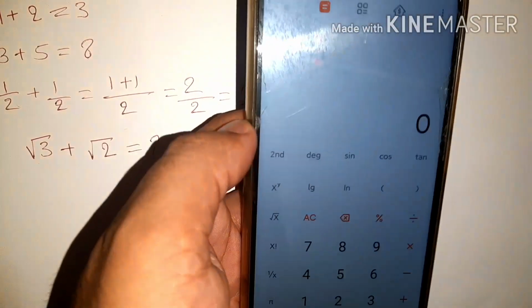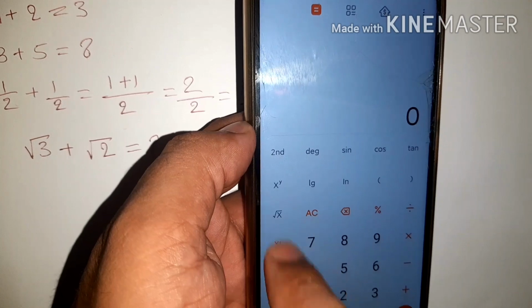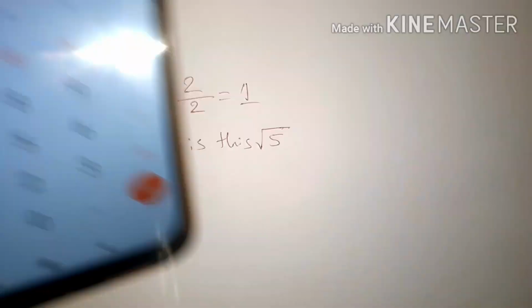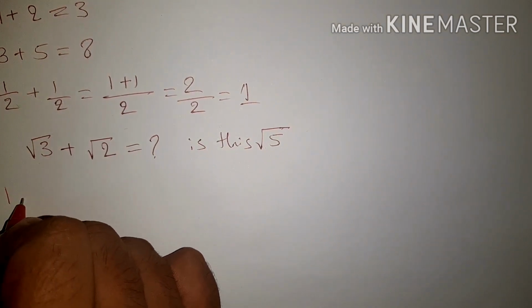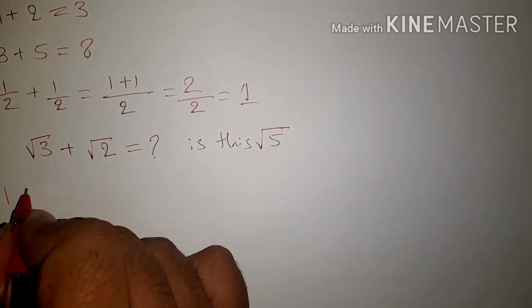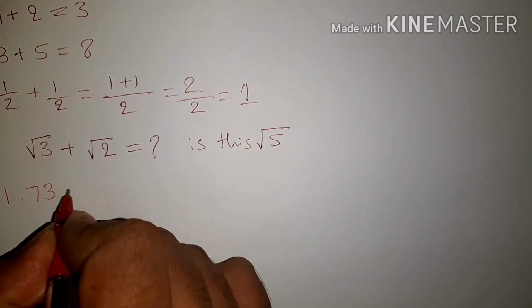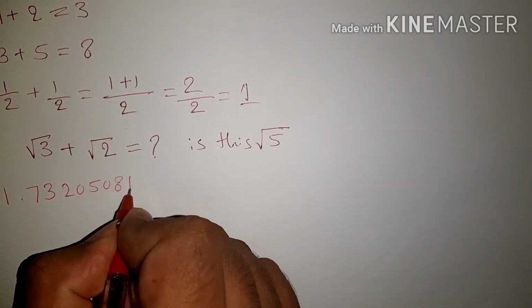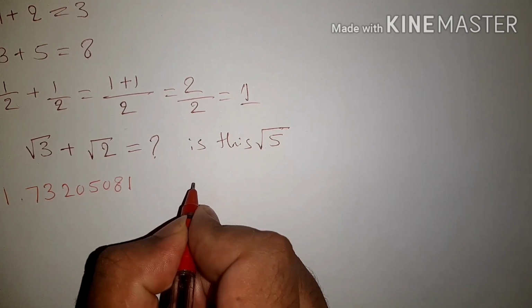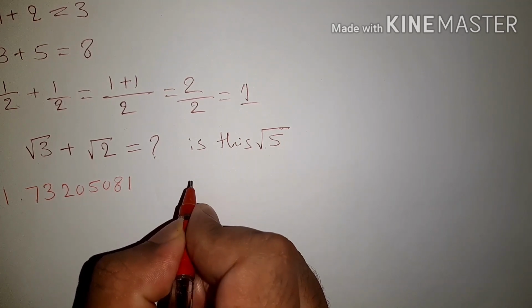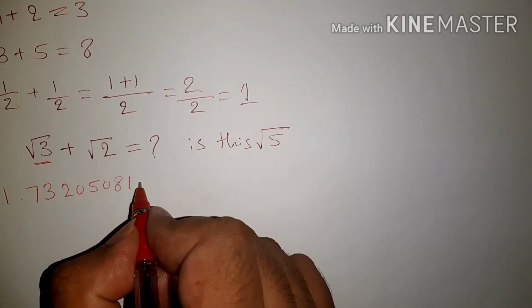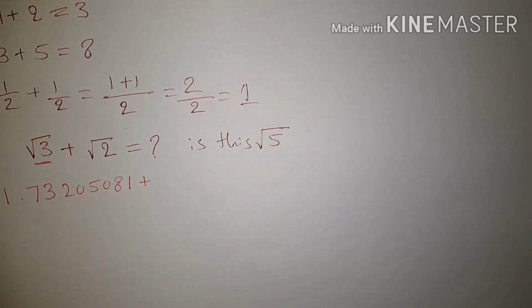I'm using the calculator, a scientific calculator. Now, square root of 3. The value of it, I'm writing here, is 1.73205081, and it goes on. There is no end for it. Hence it is called an irrational number. Hence it is called a surd. Now take the value of square root of 2.